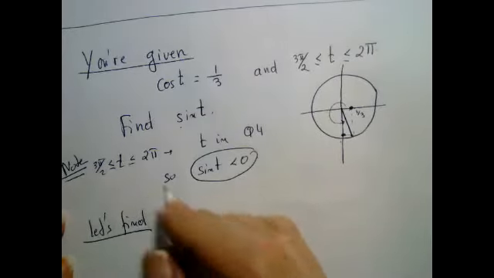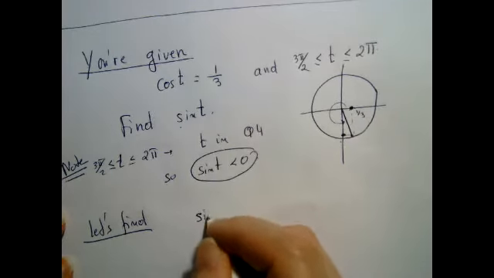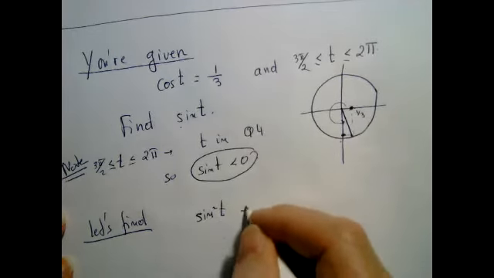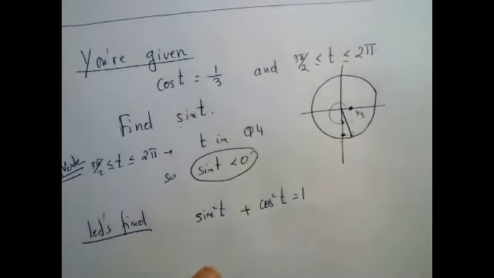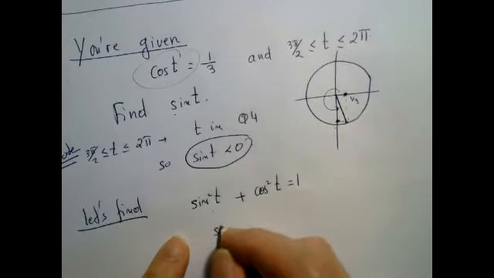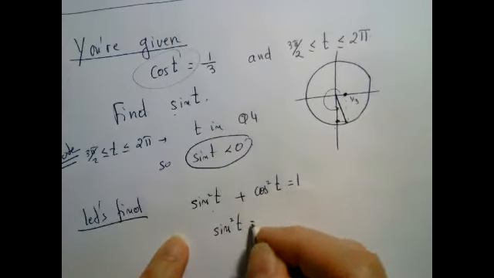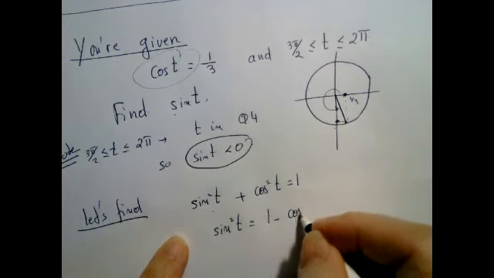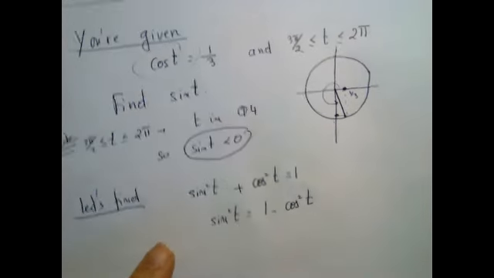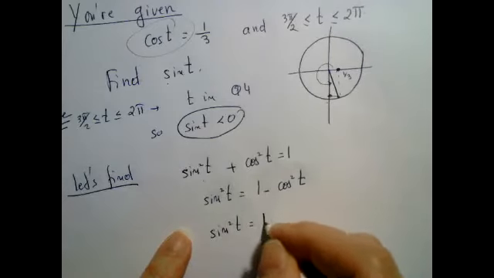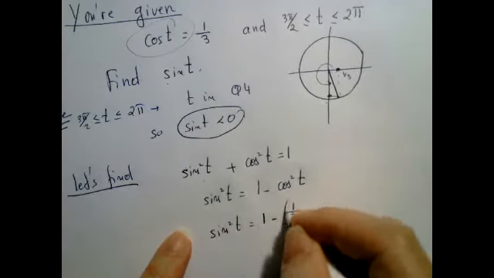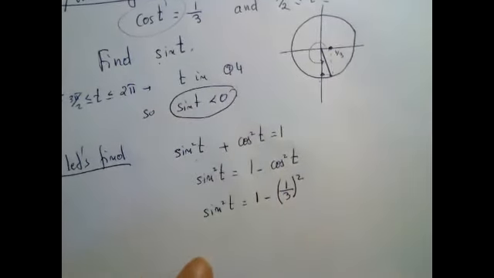Now I do what you guys have done. We know that the sine squared plus the cosine squared is equal to 1. I always start with this because this one I memorize. I know the cosine, I need the sine. So I'm going to solve for the sine. Sine squared t is 1 minus the cosine squared. It means sine squared equals 1 minus (1 over 3) to the power 2.